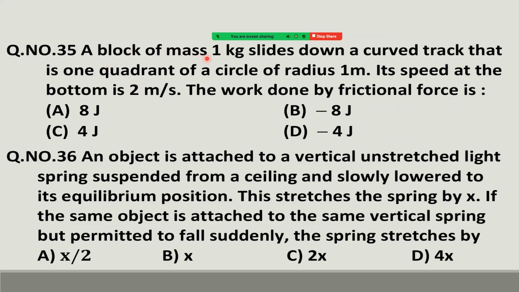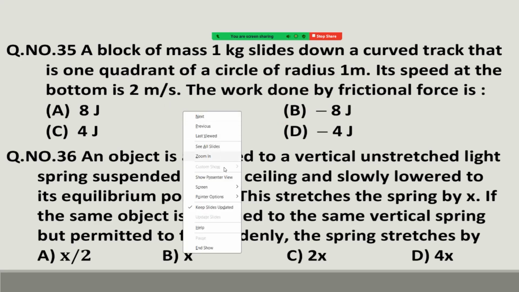A block of mass 1 kg slides down a curved track that is one quadrant of a circle of radius 1 meter. Its speed at the bottom is 2 meter per second. The work done by frictional force is? See what is given. It slides down a curved track, one quadrant of a circle of radius 1 meter. Given speed at the bottom, that is 2 meter per second. So work done by frictional force is, see how to start.